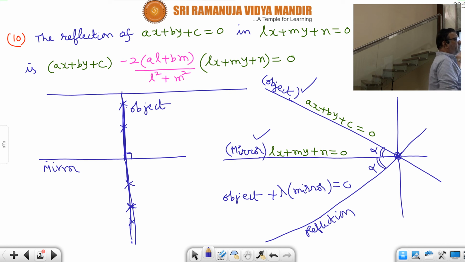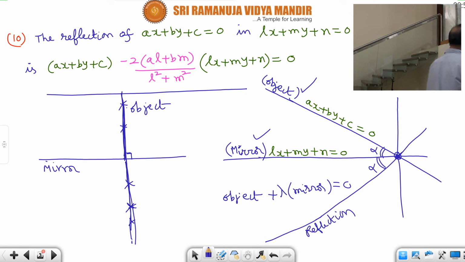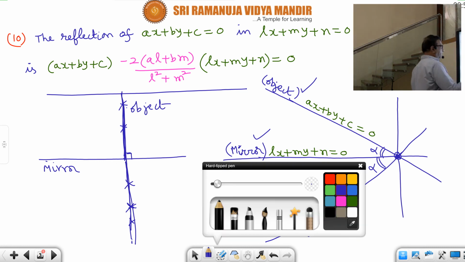So that way the formula is very strong. Is it not? It has proved its correctness in one extreme case. Let us see whether the formula is correct in another extreme case. Suppose the object line and mirror line are parallel. Will the formula give the correct answer? Let us test it.